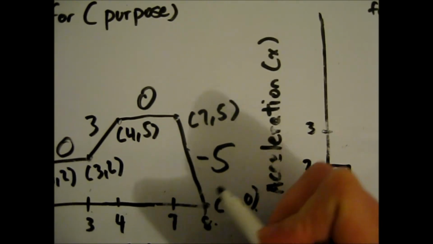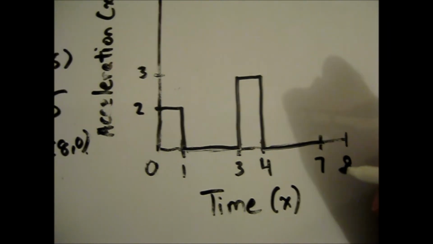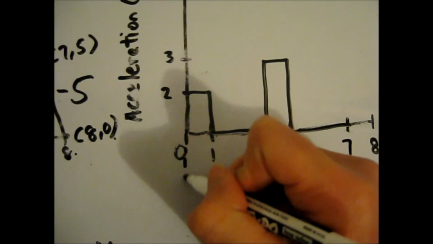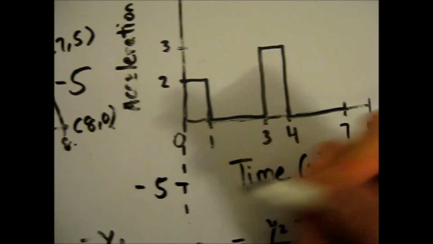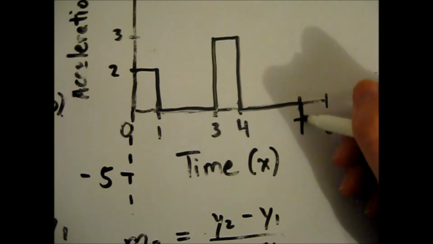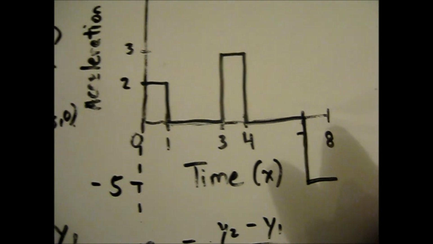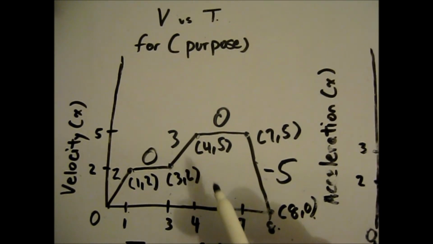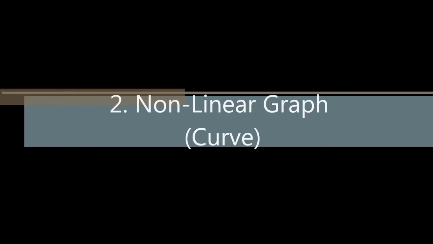Now, we have a negative here. That means we're going to go into the negatives over here as well. So, let's add a little bit more. Let's say this is negative 5. So then at 7, this has to go down all the way to negative 5 and connect with 8. So this is how you change a VT graph to an AT graph using linear.